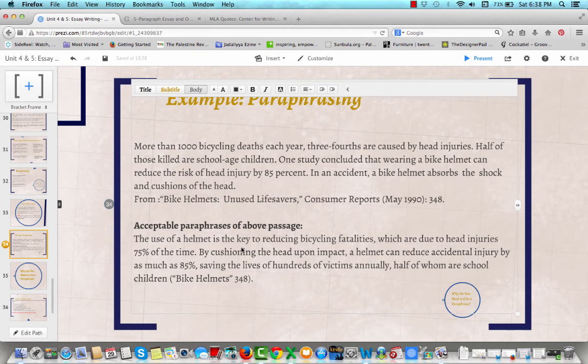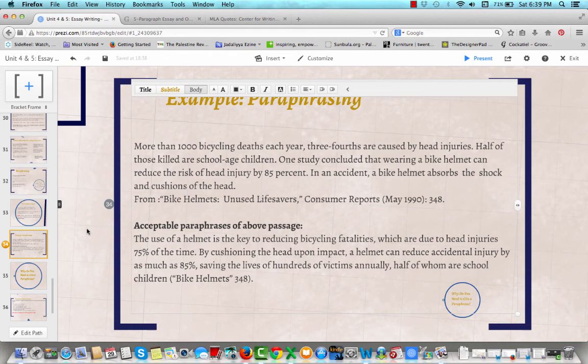So what would be an acceptable paraphrase of the above passage? Take a look. The use of a helmet is the key to reducing bicycling fatalities, which are due to head injuries 75% of the time. By cushioning the head upon impact, a helmet can reduce accidental injury by as much as 85%, saving the lives of hundreds of victims annually, half of whom are school children.